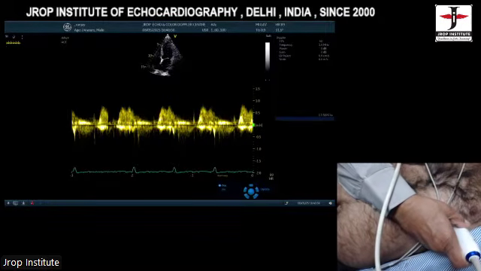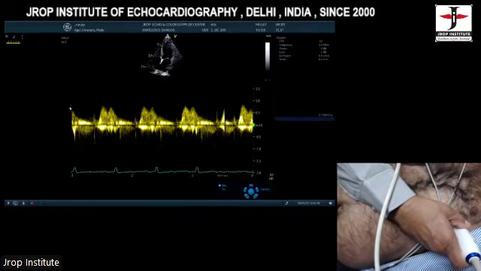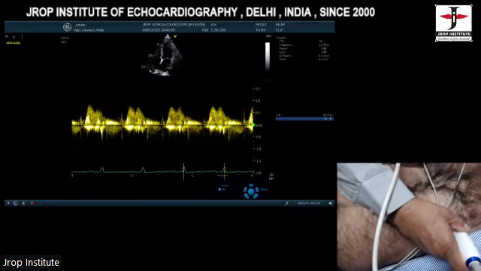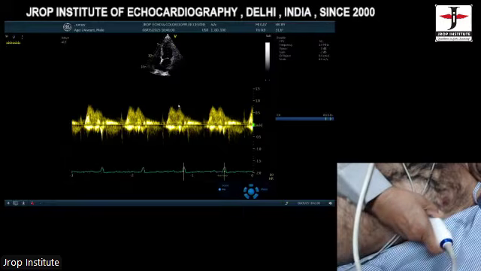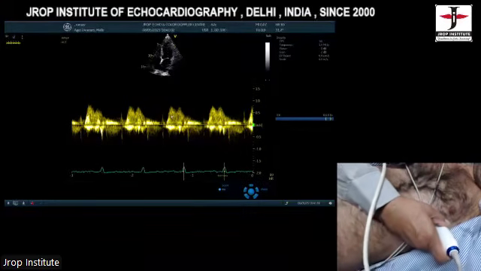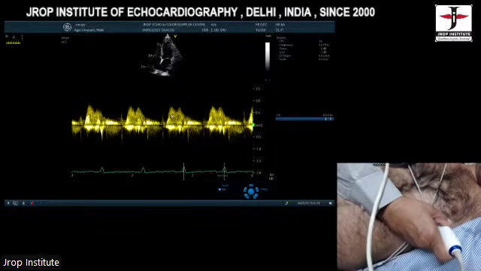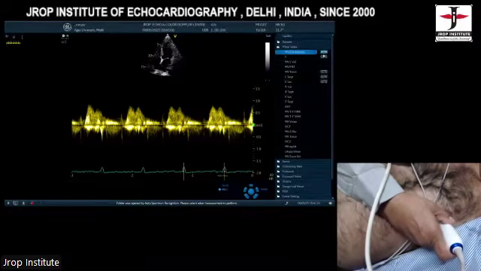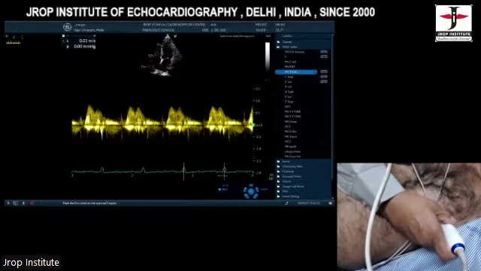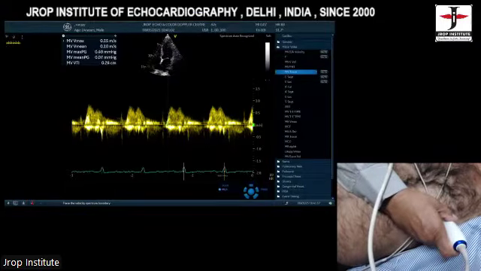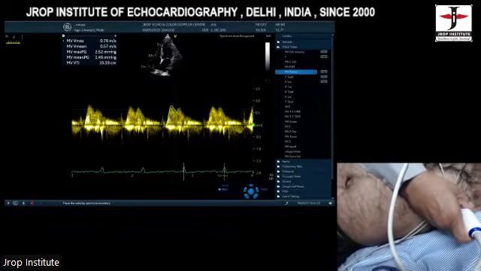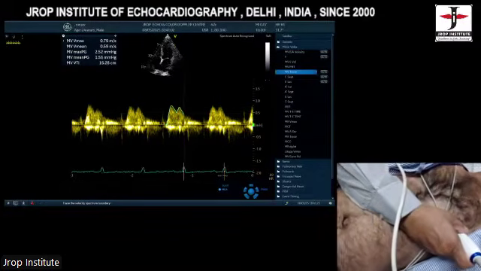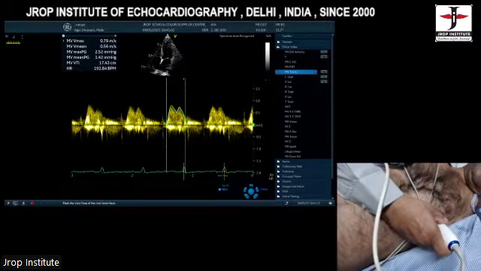Look, the box is not empty. Why is the box not empty? Because it's measuring velocity across this whole line. And this is what we trace and call peak and mean velocity and the gradient. So I'm going to trace this Doppler spectrum pattern. I'm tracing the mitral valve for peak and mean velocity and the gradients.